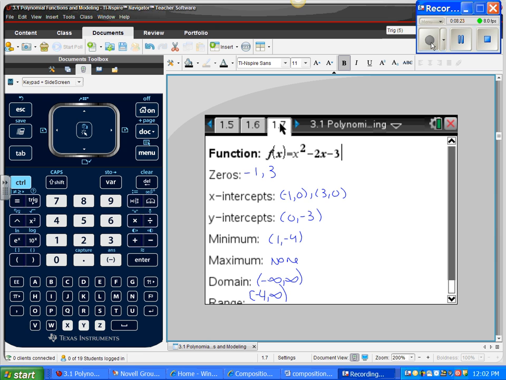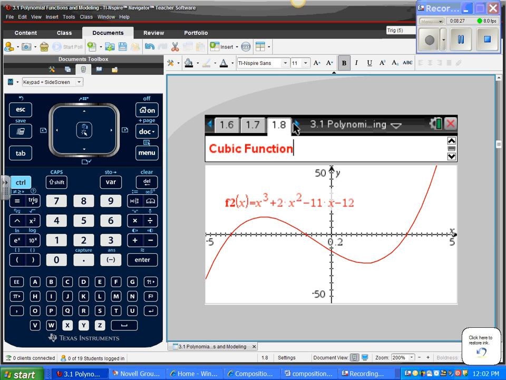Okay, so we're going to try another one of these, but this time we're not going to do a quadratic. We're going to do a cubic function. A cubic function is a function that has a degree of 3. So we're going to find this information as well. Now, a lot of this we can, again, just look at and determine by looking at the graph.